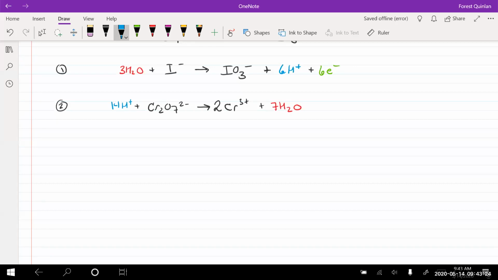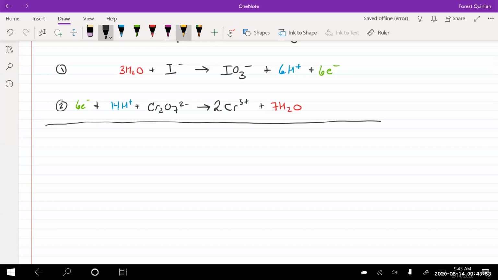Now let's take a look. What's the charge on the left? 12 plus. And on the right? It's 6 plus. So you'll do 6 minus on the left. That is correct. 6 electrons on the left. Nicely done.